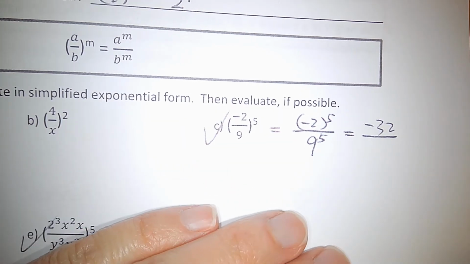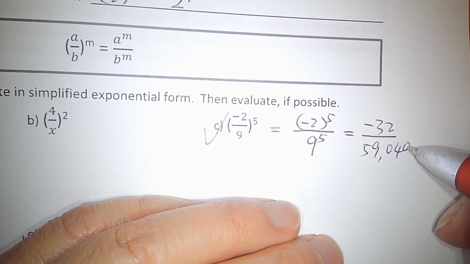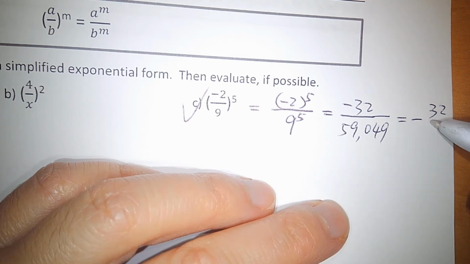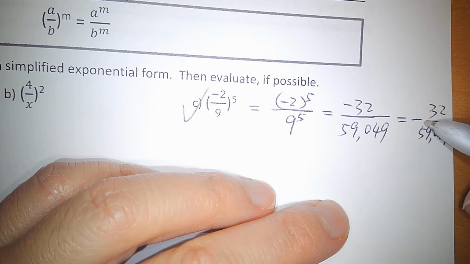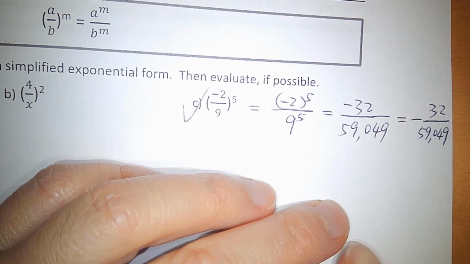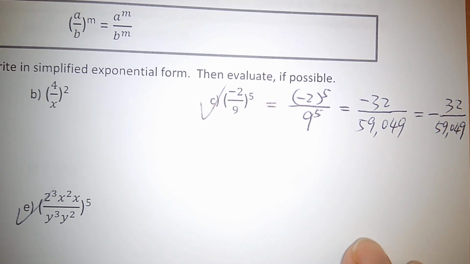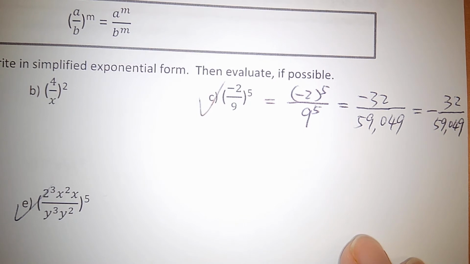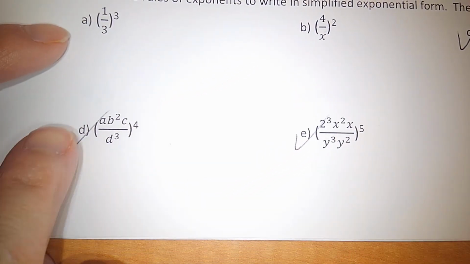9 to the fifth? 59,049, right? So eventually our answer is -32 over 59,049. Alright, now let's try question D and E.